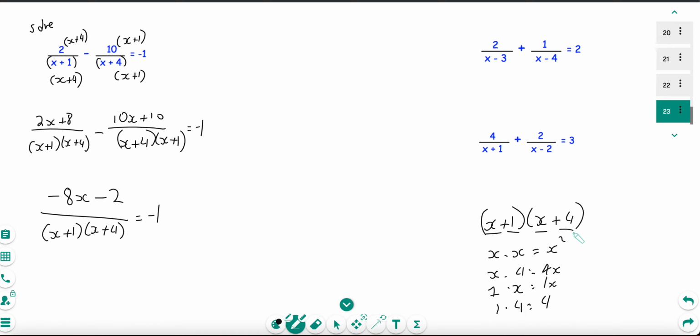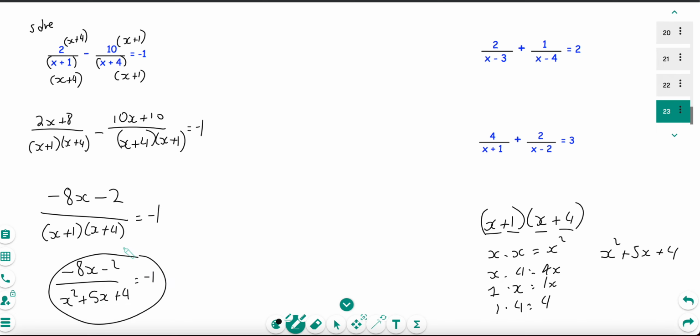So you have to know how to expand brackets so we can combine the like terms. X squared, 4x plus x is 5x, plus 4. So we can simplify that to minus 8x minus 2 over x squared plus 5x plus 4 equals minus 1. Now we get to solve this. First, let's get rid of this nasty fraction. To get rid of dividing by x squared plus 5x plus 4, we're going to times by x squared plus 5x plus 4. We'll do the same thing on the other side.